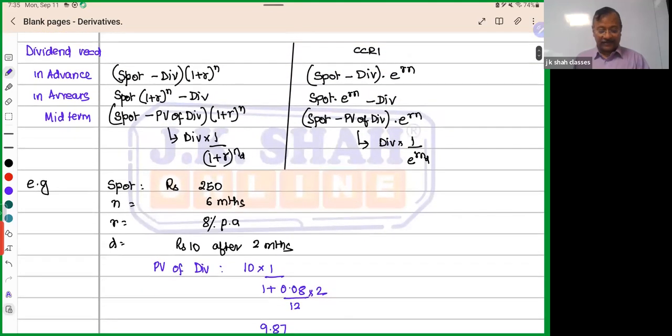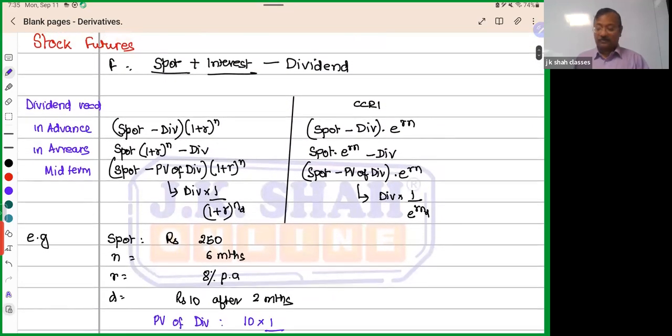So you can take this down. This is stocks. So you've taken down commodities. This is how stock futures will be dealt with.